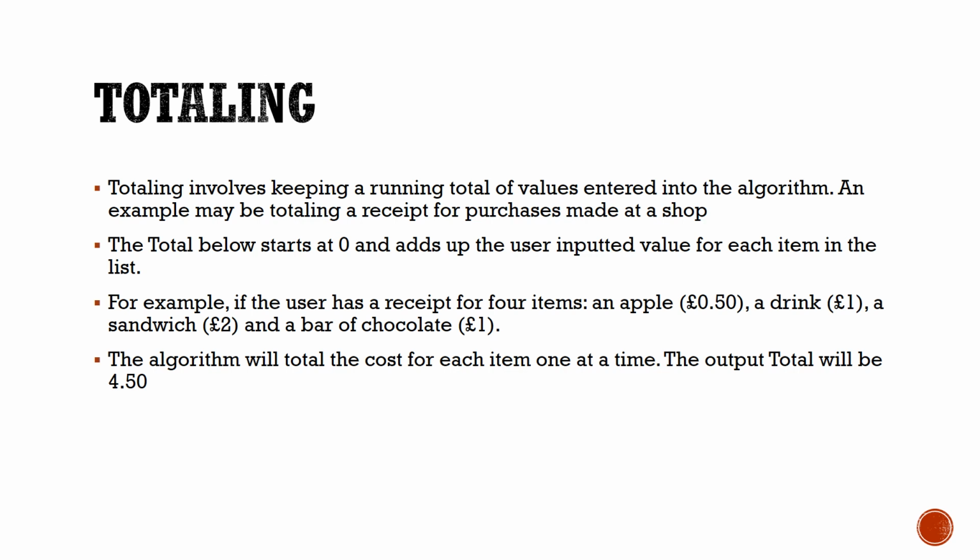The total below starts at 0 and adds up the user-inputted value for each item in the list. For example, if the user has a receipt for 4 items, an apple 0.5, drink 1, sandwich 2, and a bar of chocolate 1, the algorithm will total the cost for each item one at a time. The output total will be 4.5.